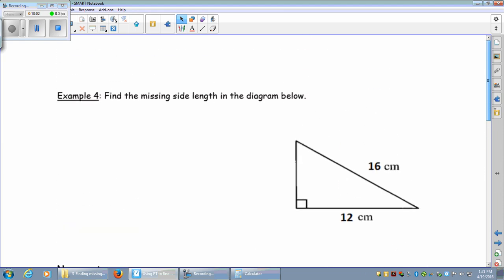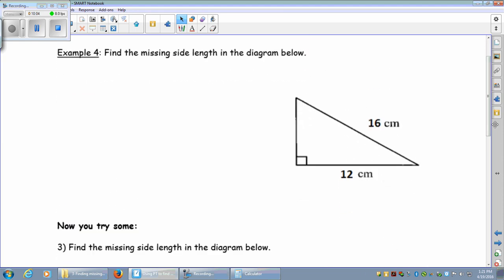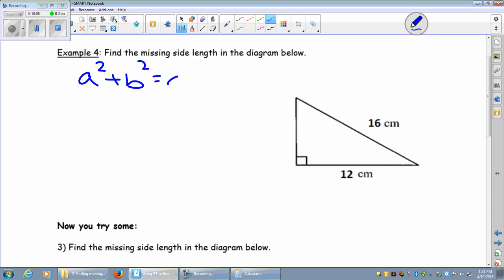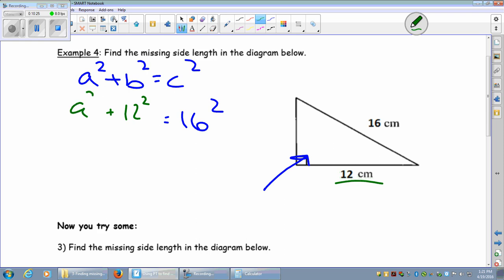Let's do this one together. Example 4. So again, a squared plus b squared is c squared. Again, I'm going to plug in and find my hypotenuse, which is 16. So 16 squared goes into c. I really don't know if 12 is my biggest or smallest, but let's just get practice plugging it into b this time, because I plugged it into a before. It really would not matter if you switched it.